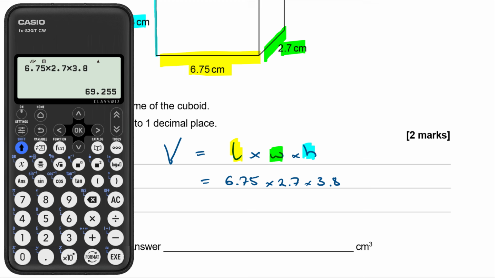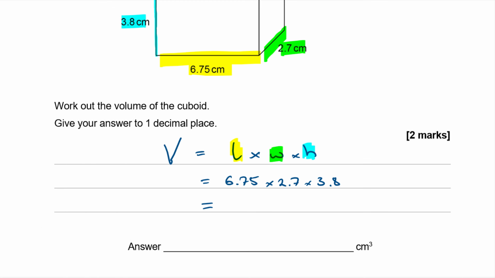Now I want the answer to 1 decimal place, so I need to round that off. Okay, so my 69.255, I'm going to round off after 2. The next digit is a 5, so I need to round up. So that's going to be 69.3 then, isn't it? So 69.3 is my solution.